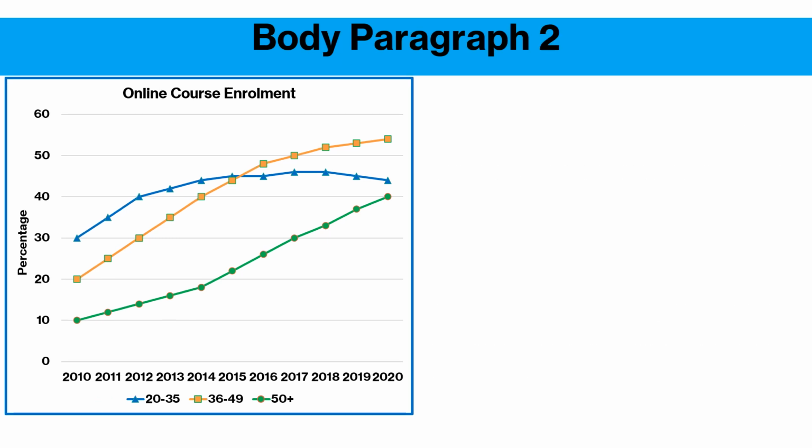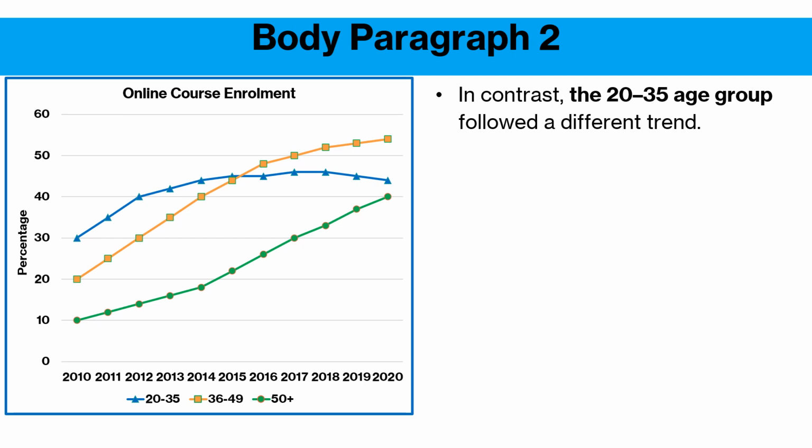Now let's move on to body paragraph 2, where we describe the 20 to 35 age group separately since its trend is different from the other two groups. We begin by stating the starting figure. In contrast, the 20 to 35 age group followed a different trend.